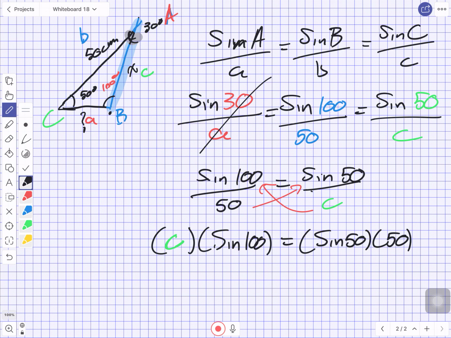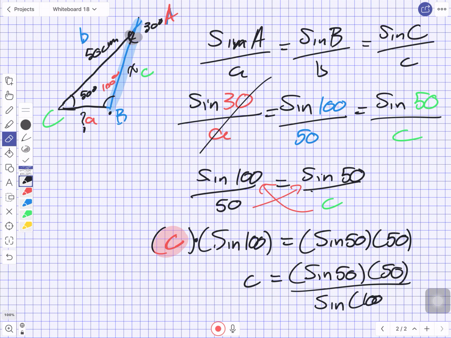Well, the whole goal is to isolate for C. So I'm actually going to move sine 100 over, and we're going to just do this all in one shot. To move it over, because this is multiplied, I have to divide this whole side by that. So what we'll end up with is C is equal to sine 50 times 50 over sine 100. I should have actually put the whole thing in brackets. I didn't mean to do just that. Sine 100. And now we're going to solve for that part there.